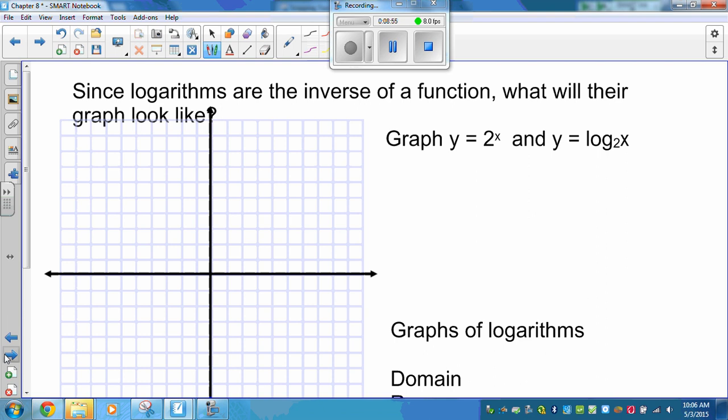Okay, so first of all, let's do y equals 2 to the x, and I'm going to graph that with red here. So a couple of test points. If I put in -2 for x, 2 to the power of -2 is 1/4. So my first point is at -2 and 1/4. Okay. My next point, let's try -1. Well, 2 to the -1 is 1/2.